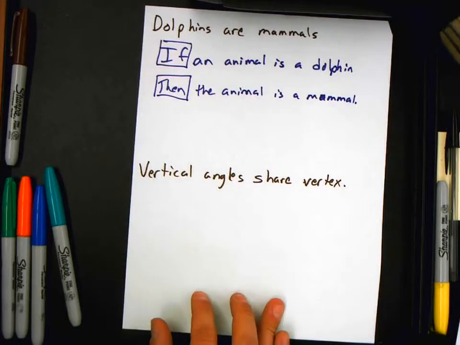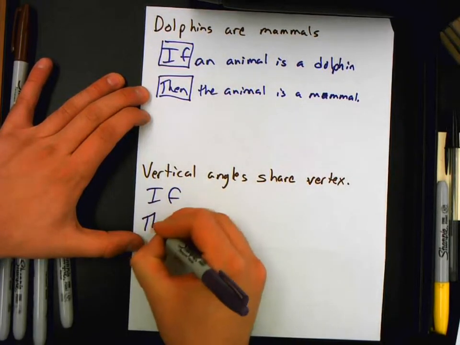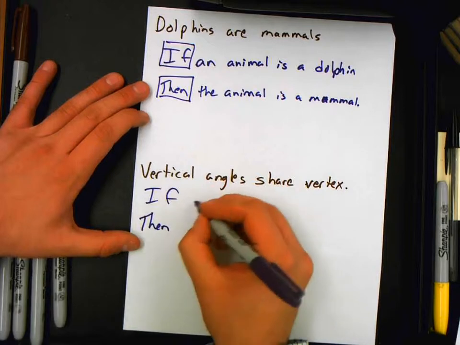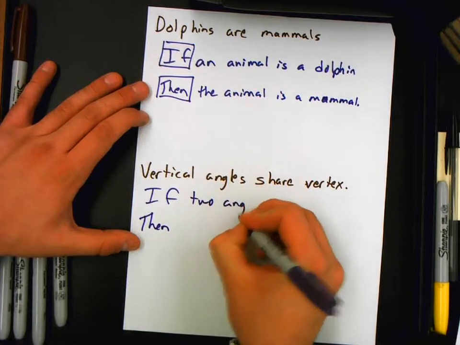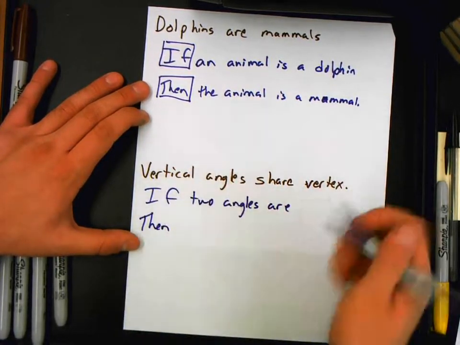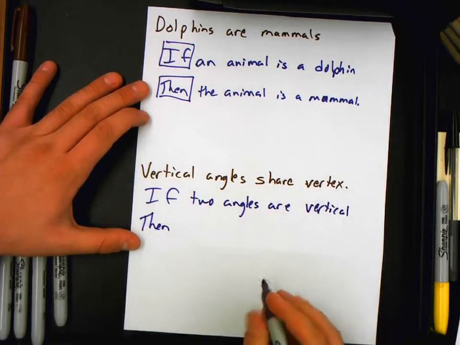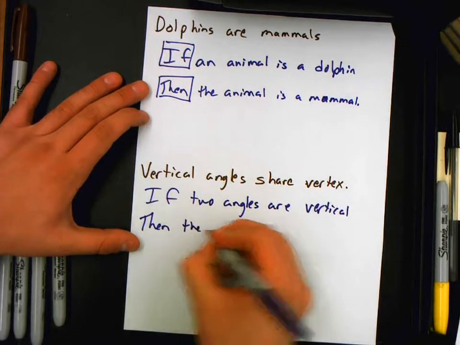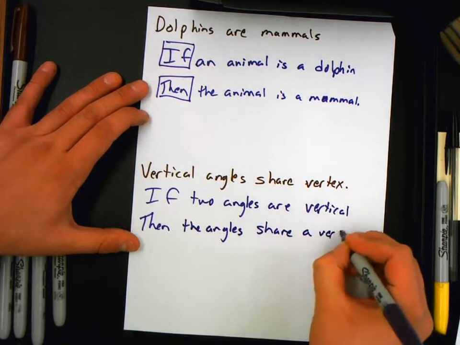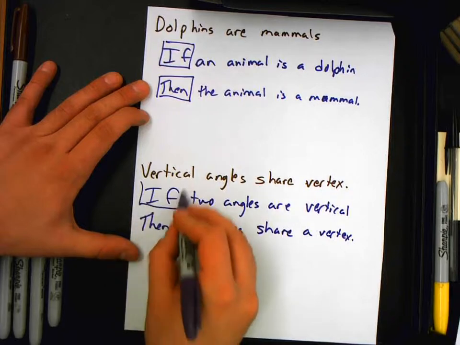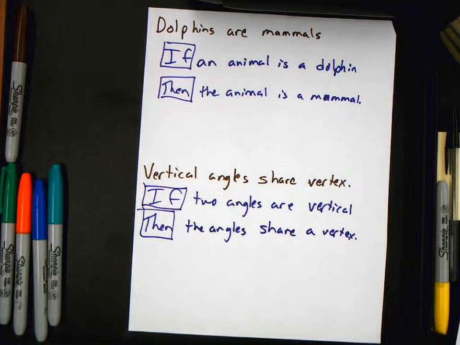Another example is looking at vertical angles share a vertex. We got to put our if, then we got to put the then. So if two angles are vertical, then the angles share a vertex. So in our conditional statement, we have our hypothesis with the if, and we have a conclusion with a then. Those are the two criteria of my conditional statement.